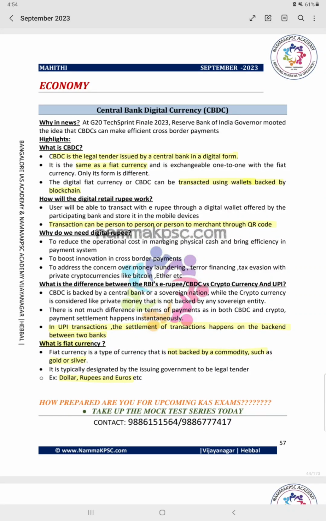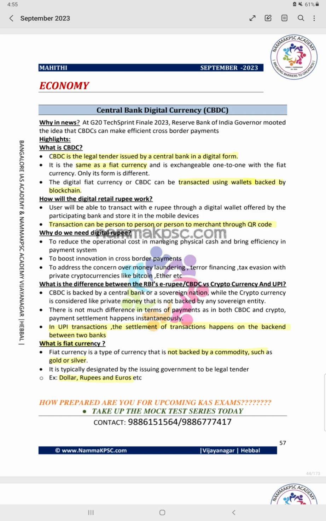Hello. Today, let us continue the September month of current affairs from the economy section. So, central bank digital currency is in news. What is this central bank digital currency? Central bank digital currency is a legal tender that is issued by the central bank in digital form. It is the same as the fiat currency and it is transacted using the wallets that are offered on blockchain technology.